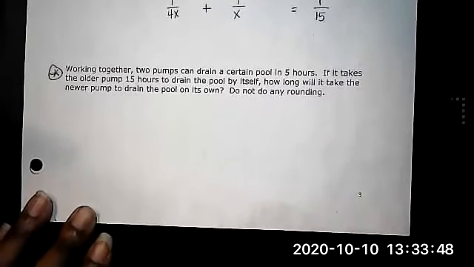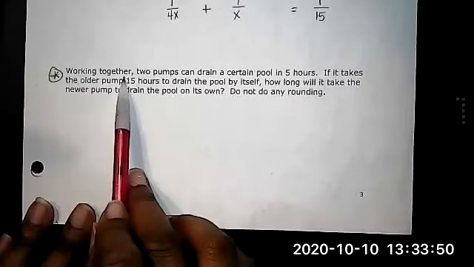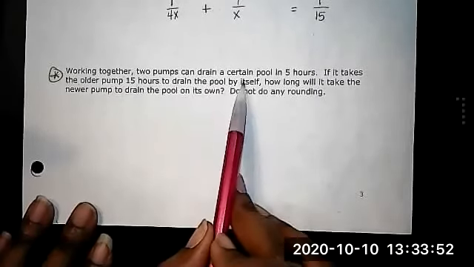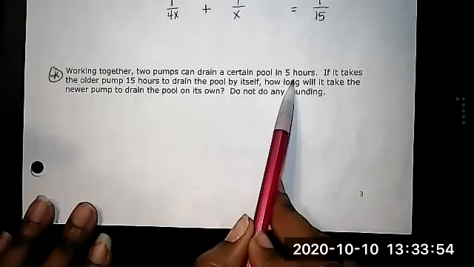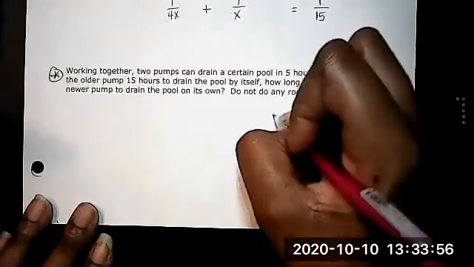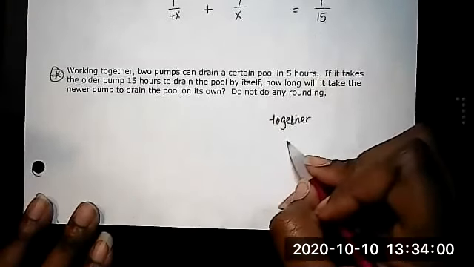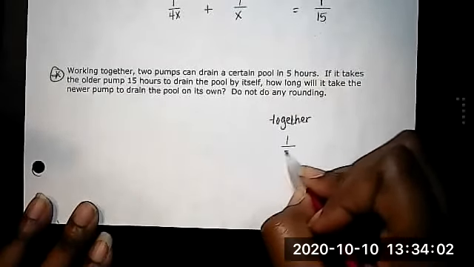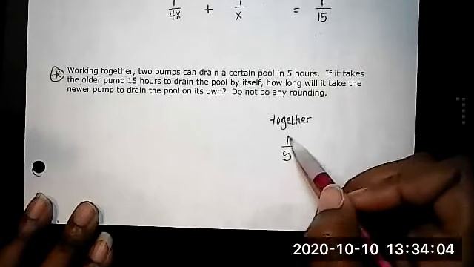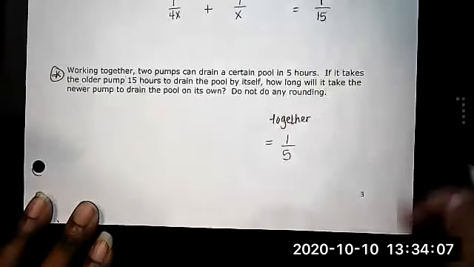It's just a process. Okay, let's look at this one. Working together, 2 pumps can drain a certain pool in 5 hours. So we already know together, okay, 5 hours, we're going to say 1/5. 1 out of 5 hours is here, 1/5.